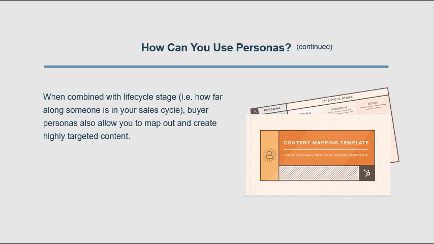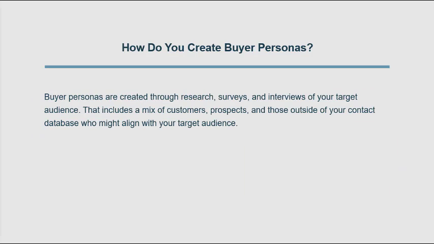When you combine the life cycle stage with the buyer persona, you're able to map out and create targeted content. And we're going to take a look at both pieces. When you're creating your buyer persona, you want to do research, conduct surveys, interviews, anything that you can do to be able to get a more accurate picture of your target audience.